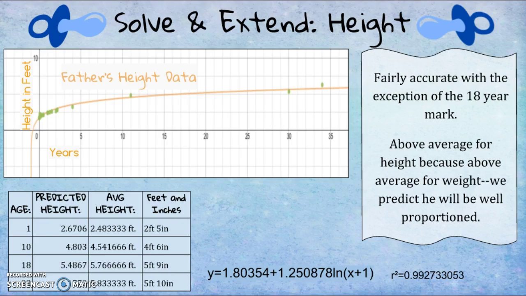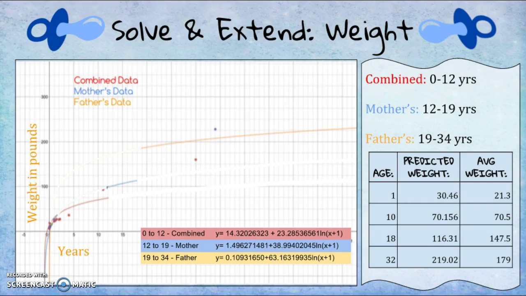We used the combined data of mother, father, and Trey for weight. Using our functions, we predicted 30 pounds at 1, 70 pounds at 10, which is near the average, 116 pounds at 18, which is a low estimate because of his predicted height, and 219 pounds at 32 years, which is a good estimate based on the father's height and body style.